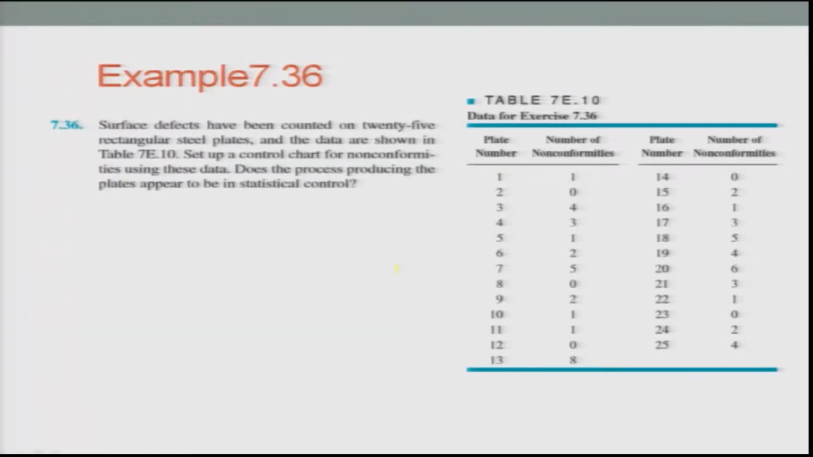Now let us consider a surface defect that has been counted on 25 rectangular small plates, and the data are shown in table 7E10. Let us read it. It gives the plate number, which is in the first and the third column. It gives the number of non-conformities, which is given in the second and the fourth. So you are required to set up control charts for non-conformities using this data. We want to pass judgment on whether the process producing the plates appears to be statistically under control, and if there are any aberrations, how they have been taken care of.